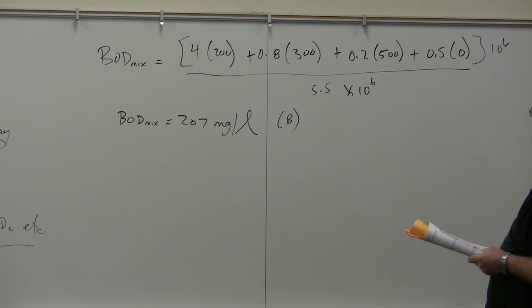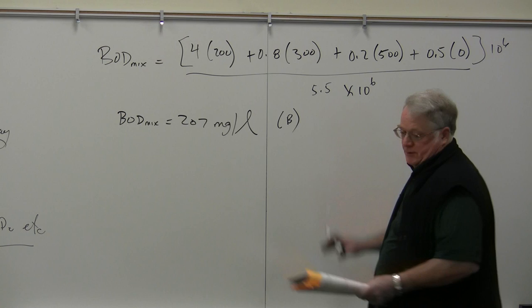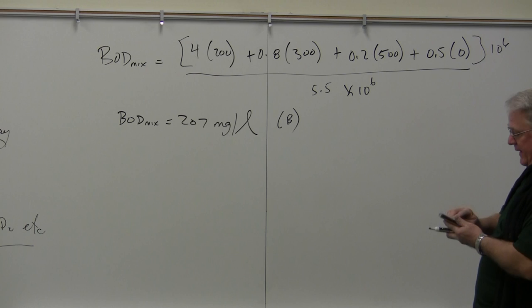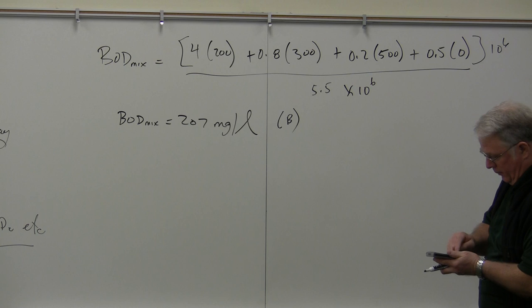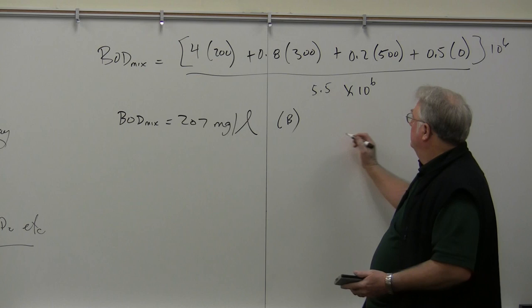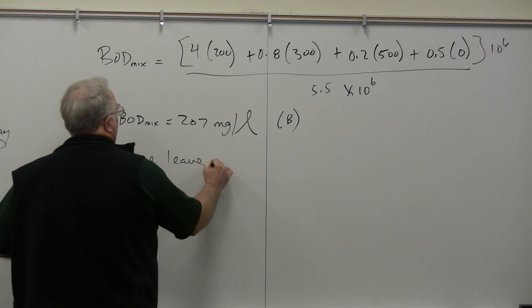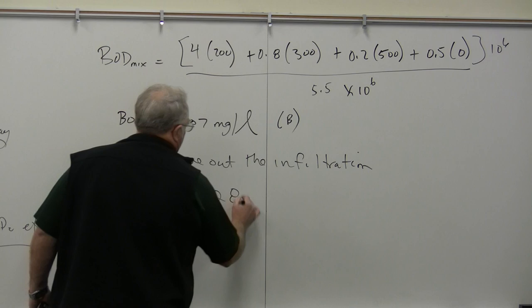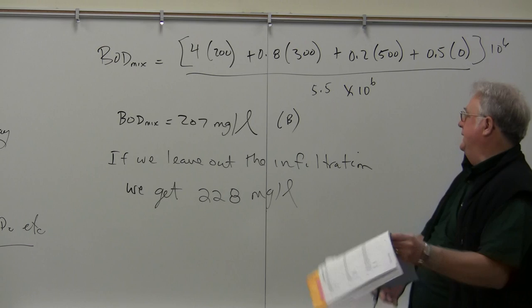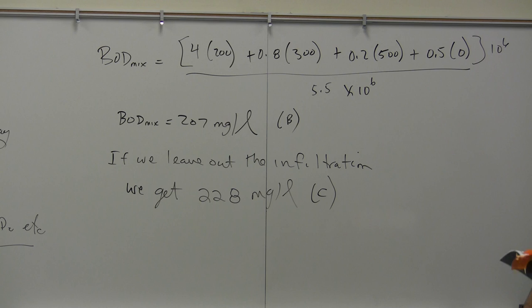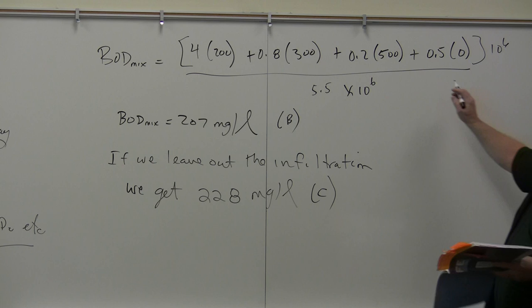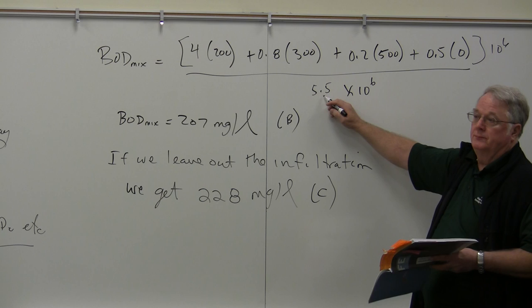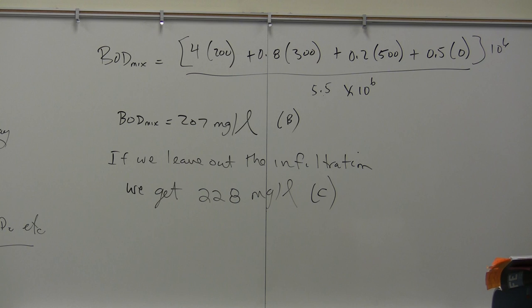What would happen if we take all of this and divide it just by 5? What answer would we get? Alright, so if I take 207 multiplied by 5.5 divided by 5. Let me write this down. If we leave out the infiltration, we get 228 milligrams per liter. What answer is that? That's C. Okay, so there's one of your wrong answers. Not putting it up here doesn't hurt you up here, but not putting it down here does. Okay? It adds to the flow. So what it does is it dilutes the BOD. So there's a possible wrong answer.